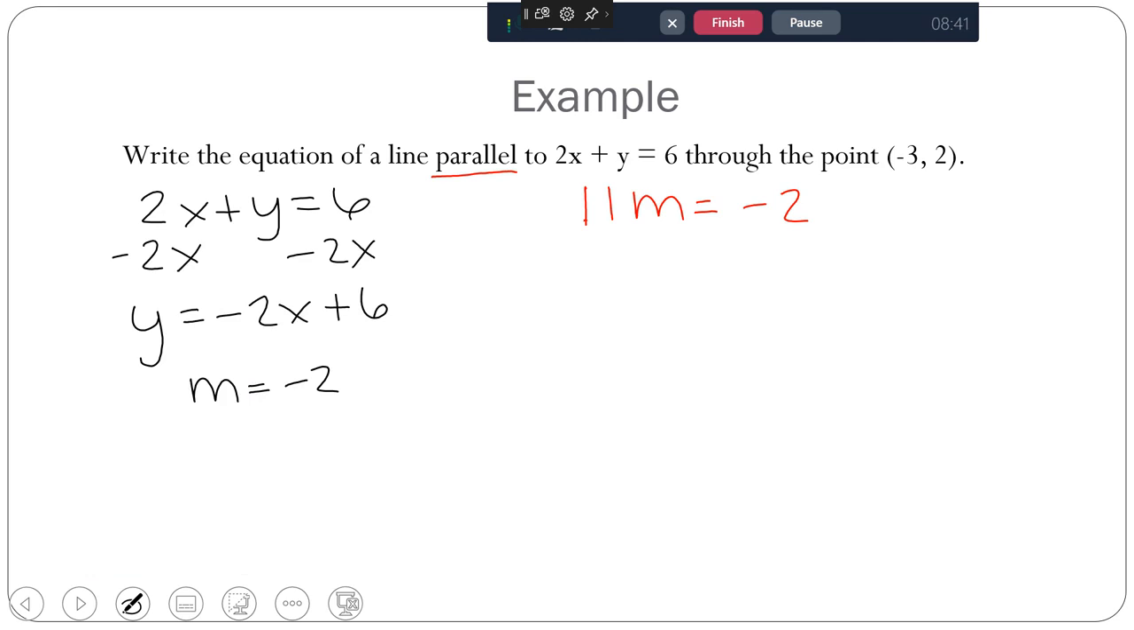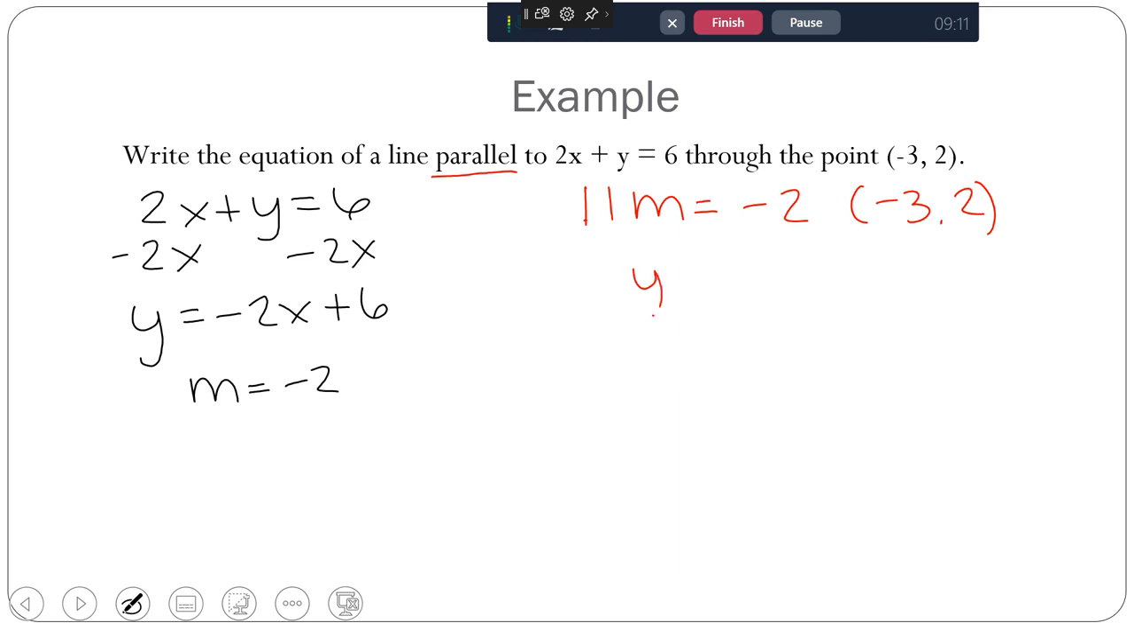Now, I am not looking at my 2x plus y equals 6 equation anymore. I'm only looking at my -2 and my point, -3, 2. We are wanting to write this in slope-intercept form. So there's multiple ways that you can do this. If you have a whole number for your slope, you can put it into point-slope form and then transform it into slope-intercept form, like so.